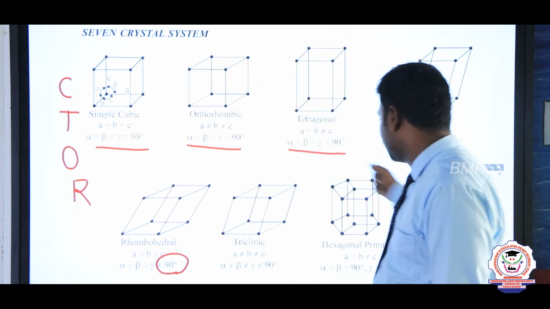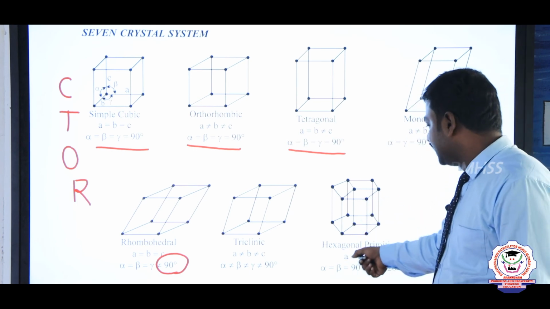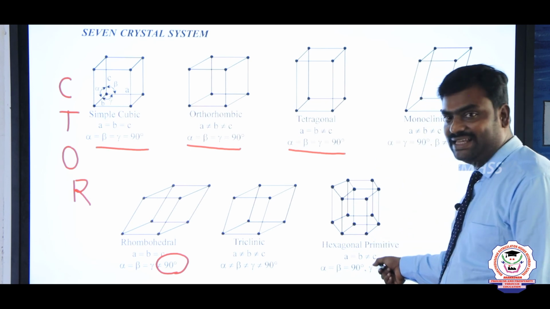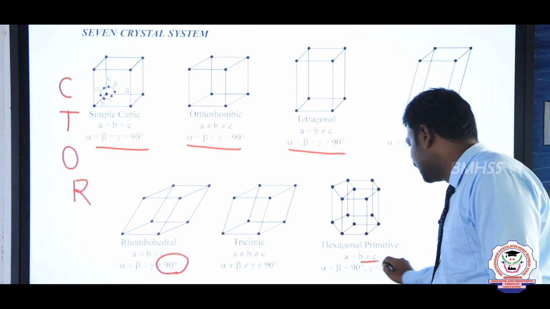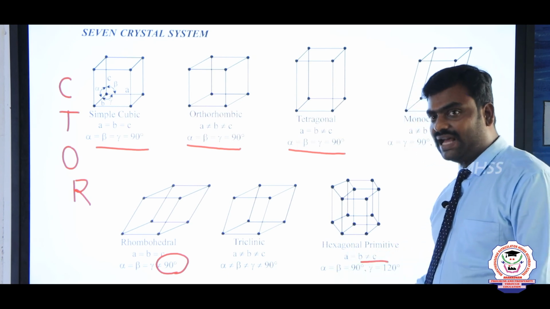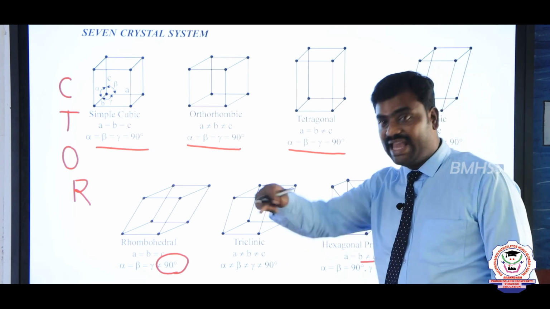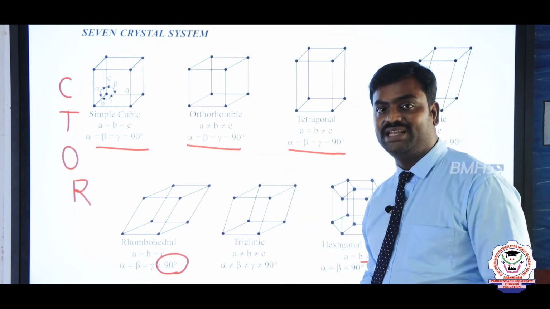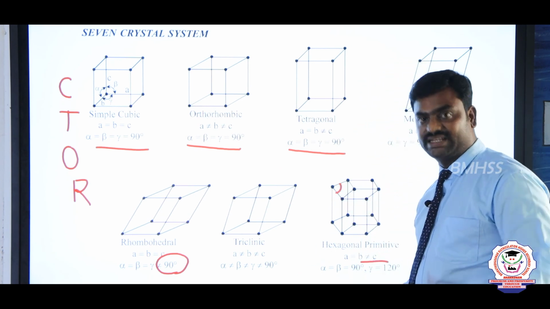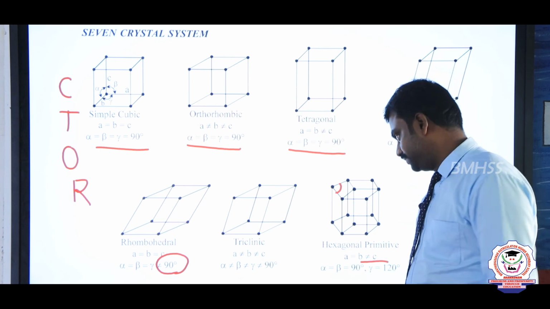Next, if we compare with hexagonal, in hexagonal shape A is equal to B, but the height is different, because of that C is not the same. And then alpha and beta are exactly 90 degrees, but the angle between A and B, that means gamma, is actually 120 degrees, because of the hexagonal shape of the top layer.